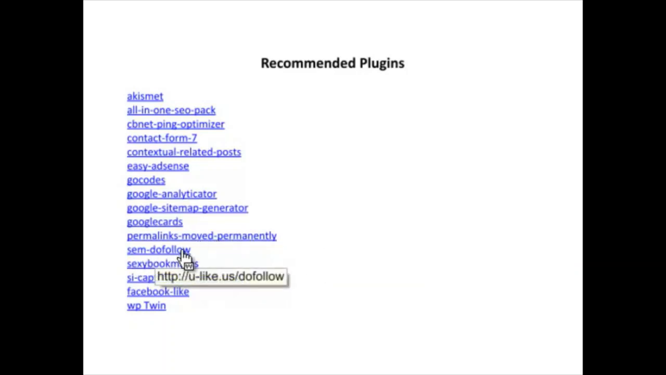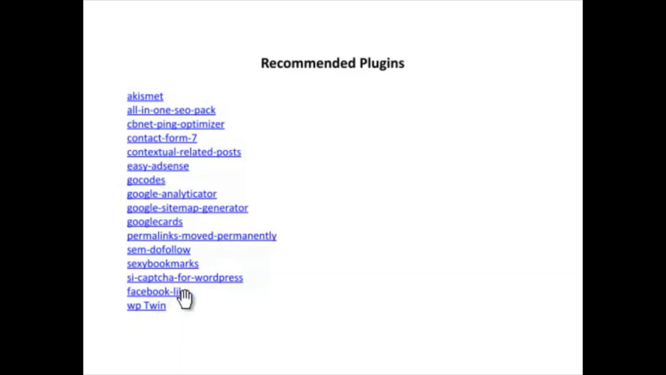The Do Follow plugin: anytime somebody comments on your site, by default WordPress makes those comments nofollow. This strips that out and makes them dofollow, which means that more people will comment on your site. Sexy Bookmarks is a great way to add a bunch of different ways to share your content through social media on your site. The CAPTCHA for WordPress is one more way of reducing comment spam, especially by bots. It puts a little CAPTCHA form in there that robots have a hard time figuring out.